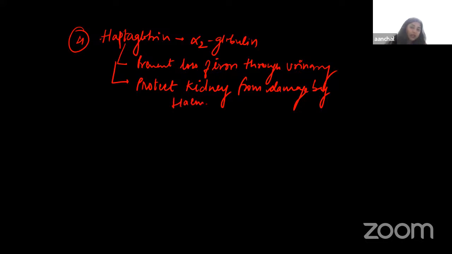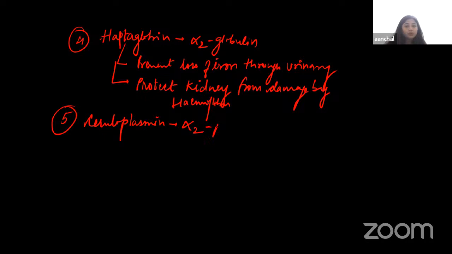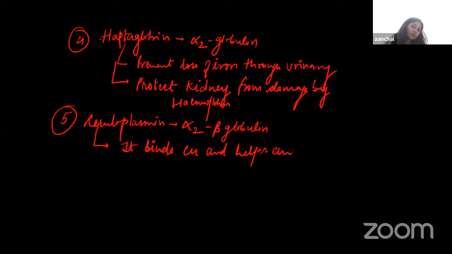Okay. Now, next we have another type, that is ceruloplasmin. And it is a type of alpha-2 beta globulin. It has a very important function: it binds with copper and helps in its transport and storage. Okay, so this is the main function of this ceruloplasmin.